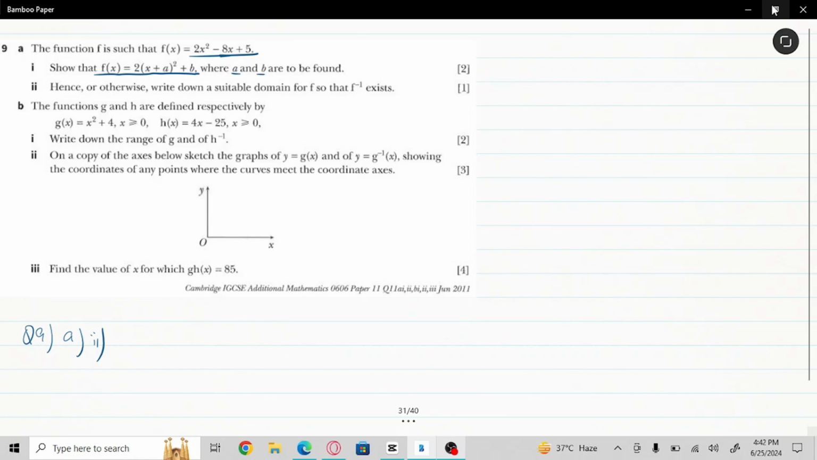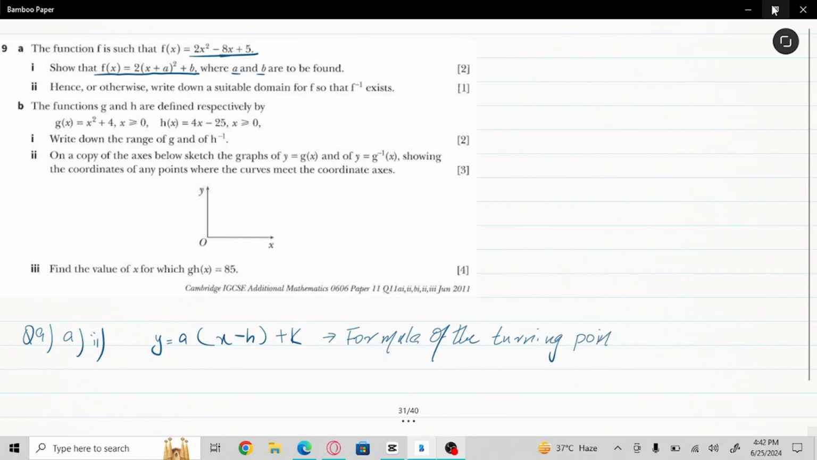So before we start anything, I would like to introduce you to a new formula, and many of you would be familiar with this. y is equal to a times (x minus h) squared plus k. And this formula is the formula of the turning point. The turning point.